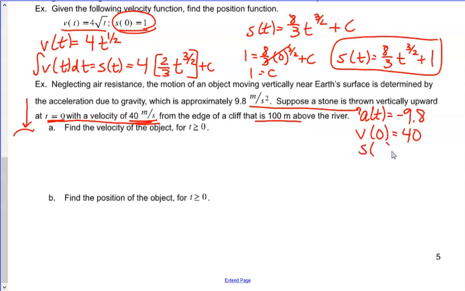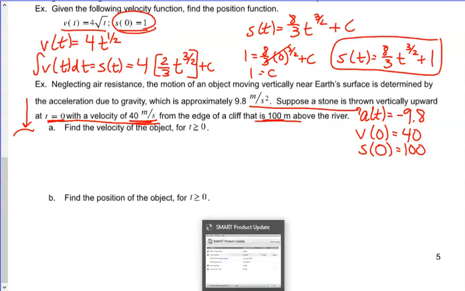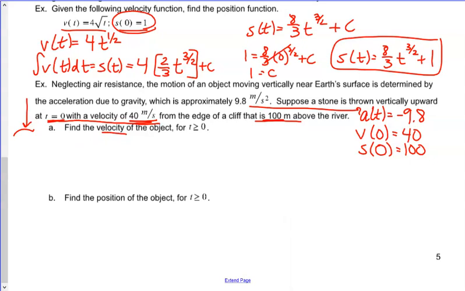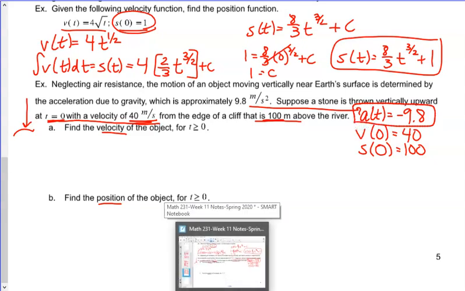Now they're also going to give me an initial condition possibly of my position, in which they did. At t equaling 0, we're on the edge of a cliff that is 100 meters above the river. So at t equaling 0, the height of that object is 100. Now why do we need those? We need those to be able to find the velocity function completely without a c and the position function completely without a c. So if I need to find velocity, and I'm doing some antiderivatives, this is the only given information that I have at this point.